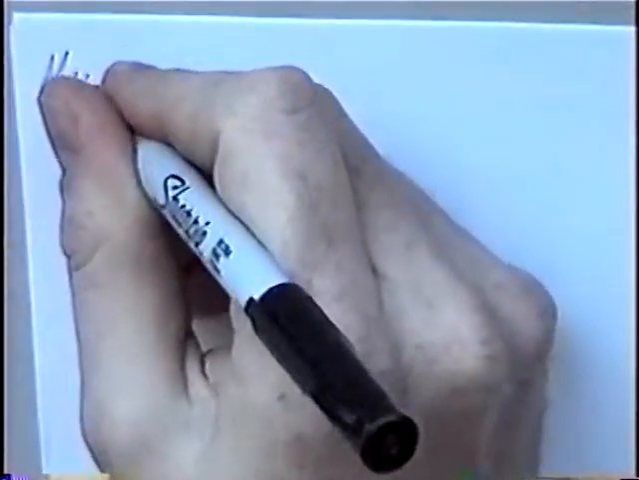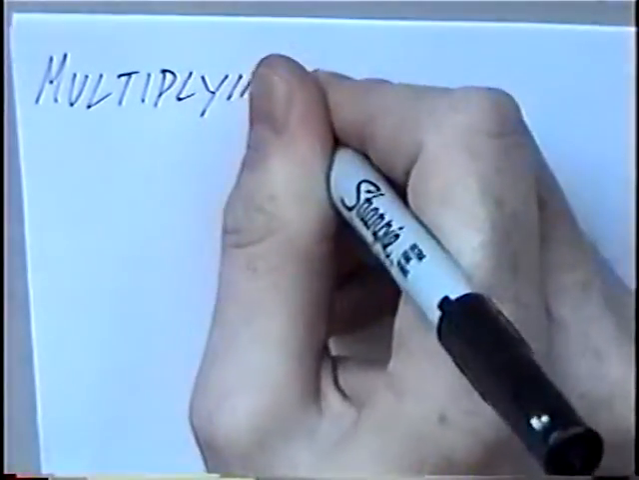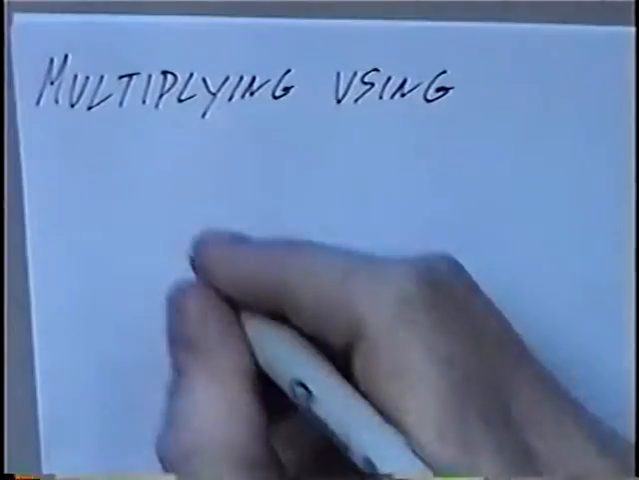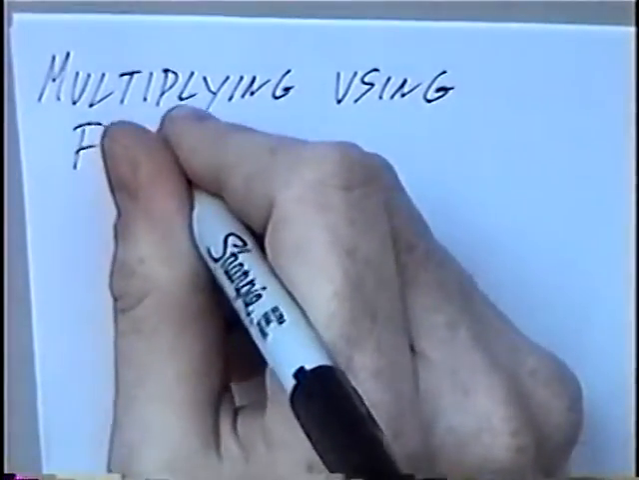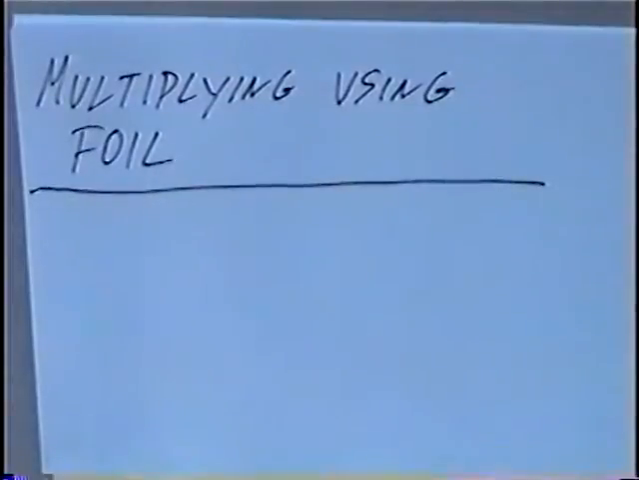Title of the first section today is multiplying using FOIL. In this section, we'll multiply terms using FOIL.